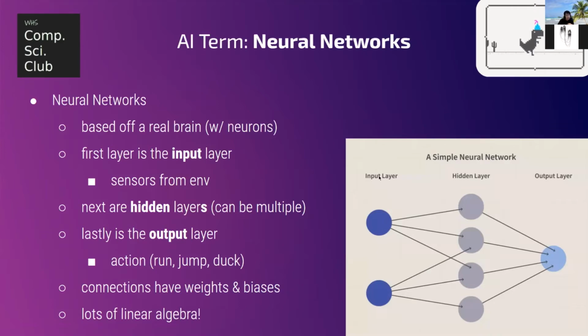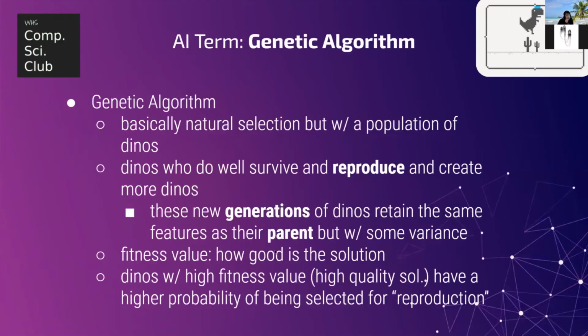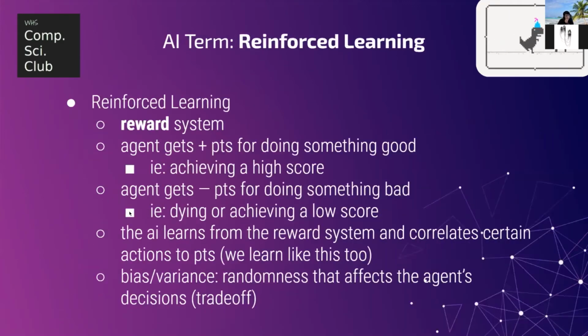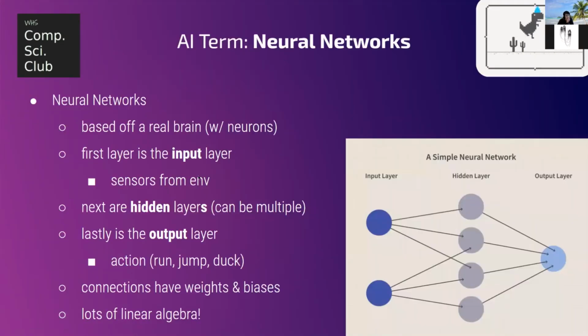So the first layer, that's our input layer, and the input layer simply are the sensors from the environment. So these sensors are going to be the input layer, and then the next layers are going to be hidden layers. So you can have multiple hidden layers, and we're not going to talk about the hidden layers yet. And then after the hidden layers, you have an output layer. And the output layer has the three actions, right? So run, jump, and duck. So ideally, what's going to happen is you get the sensor from the environment, and you do something with the hidden layers, and then all of a sudden in your output, it tells you which action you want to do, whether it's run, jump, or duck.